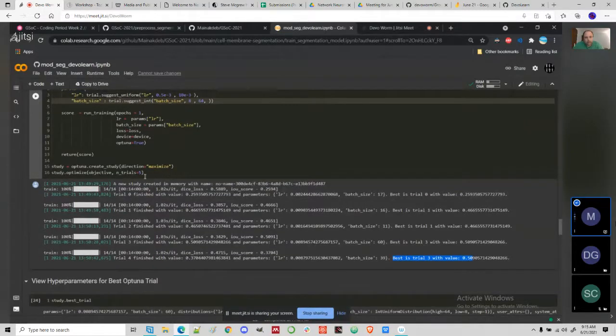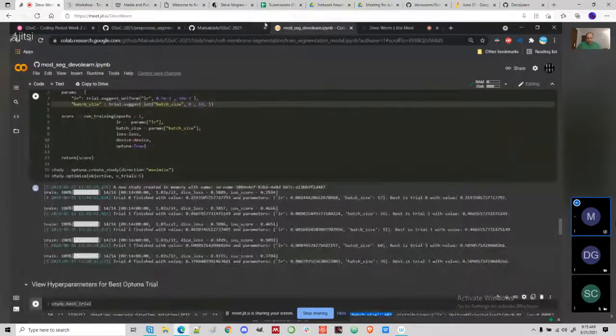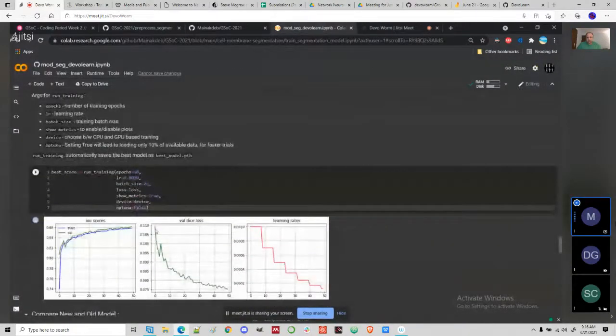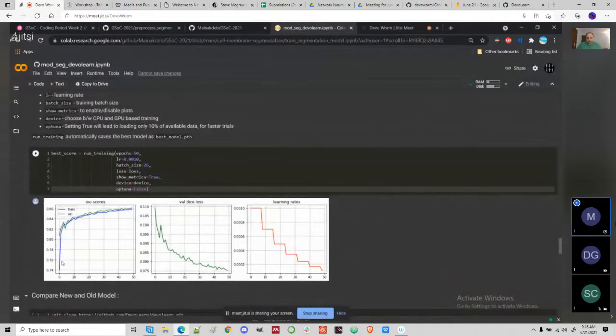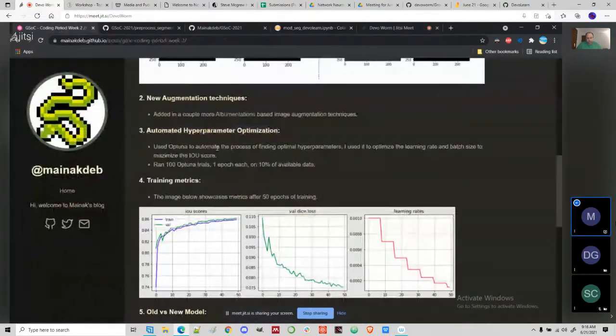So I ran this loop for 100 times and I just sat back, saw it happen, and then I got some parameters which can be seen using this bit of code, study best trial. Here we get the best parameters, which gives you the learning rate and the batch size that were suited best in the given range. Then I use those parameters to train a new model, and these are the metrics. It's not very interesting, but here they are if somebody needs it. Then I compare the old and the new model and go back to the post.